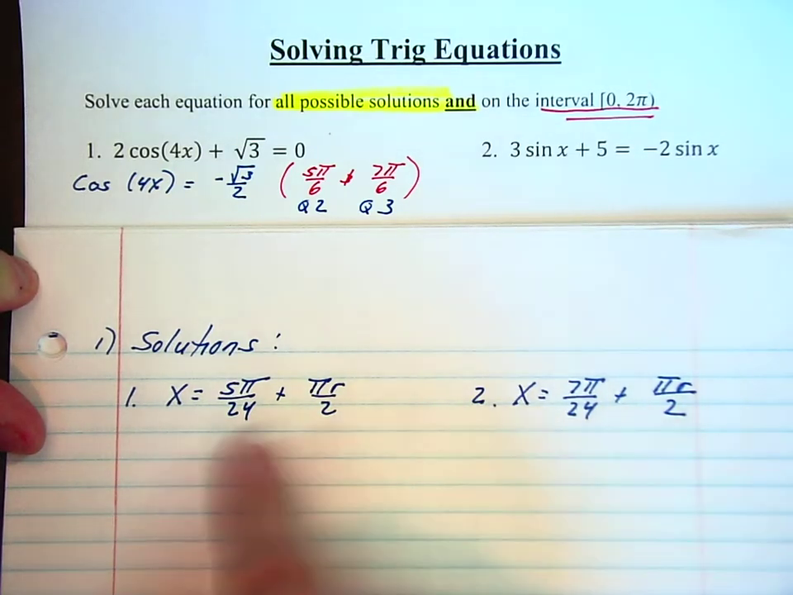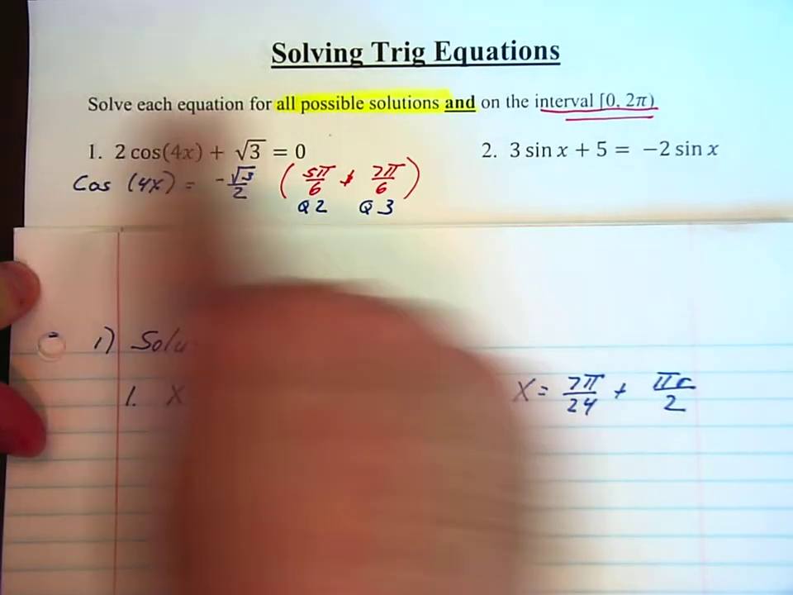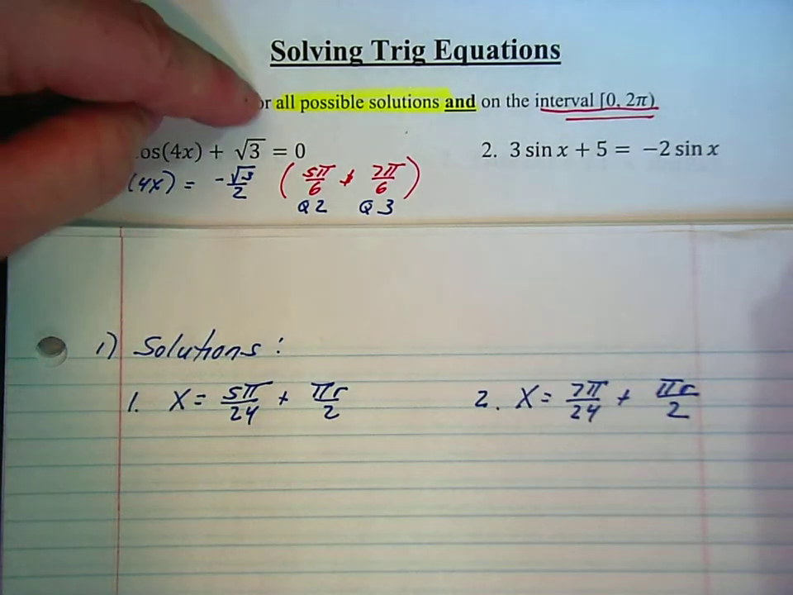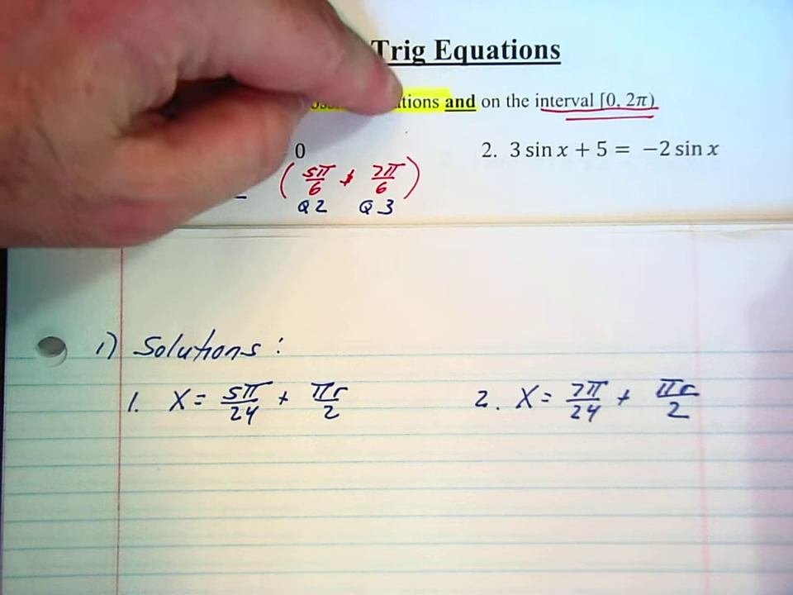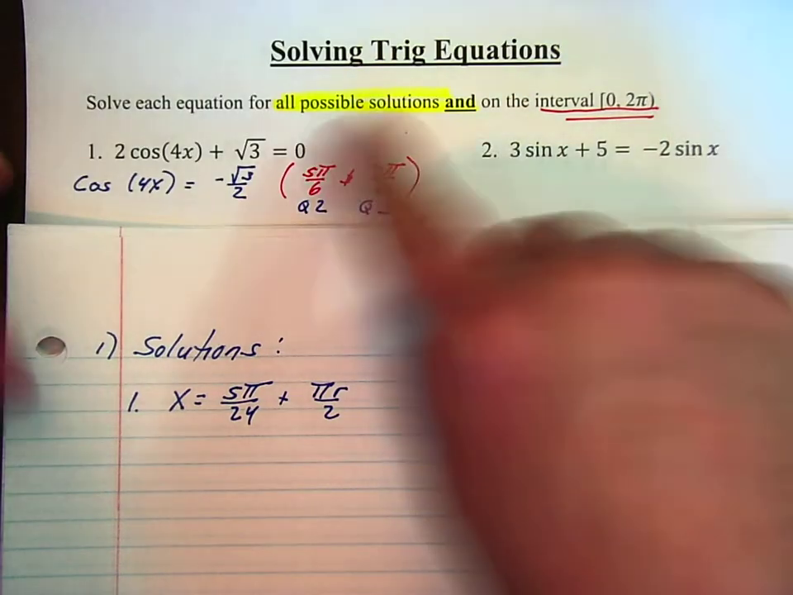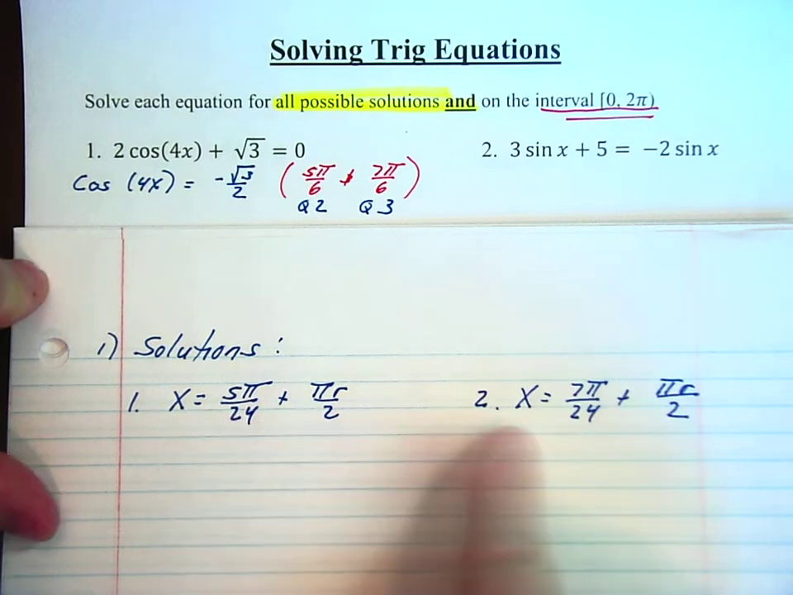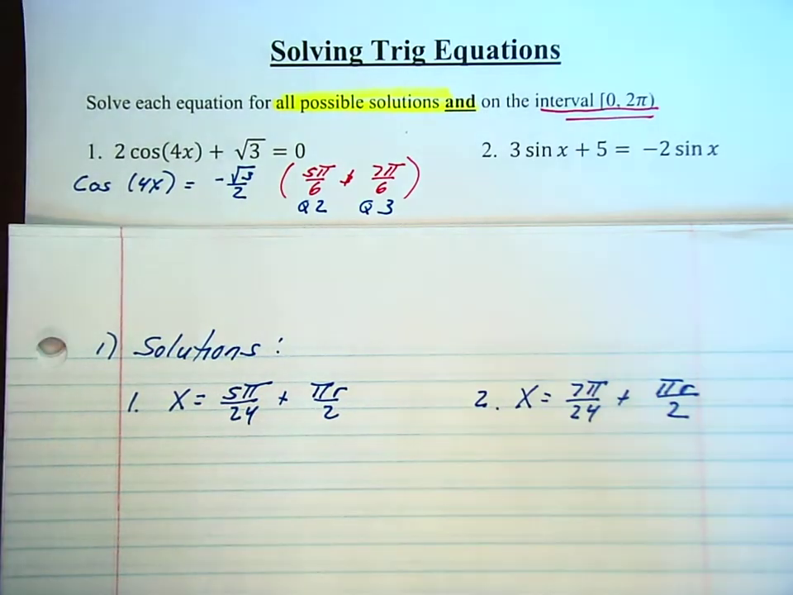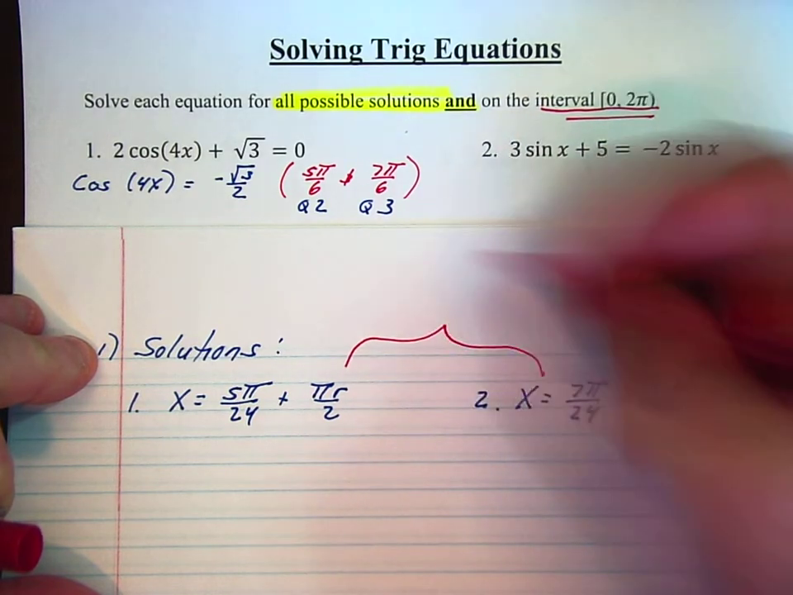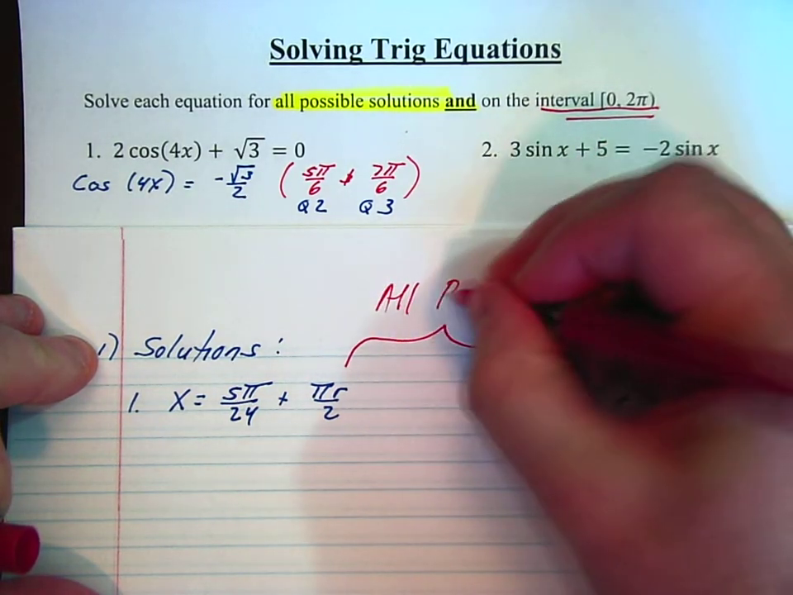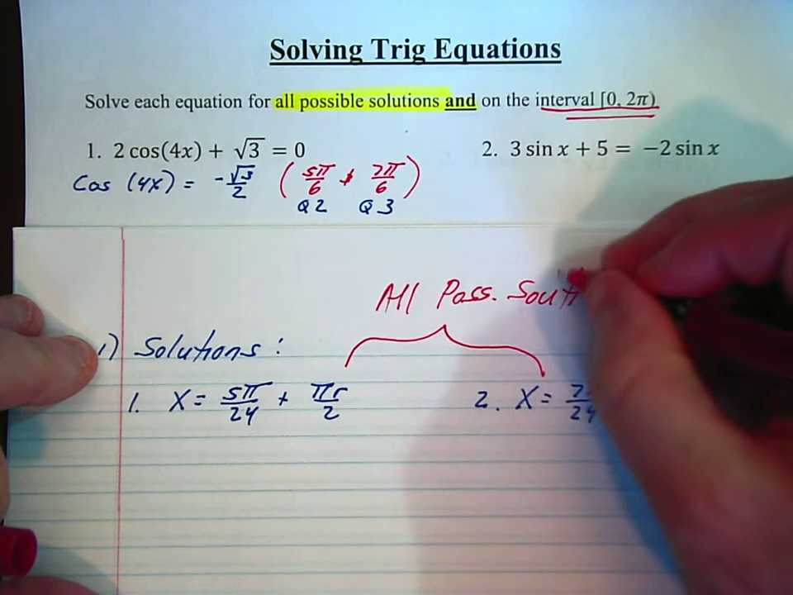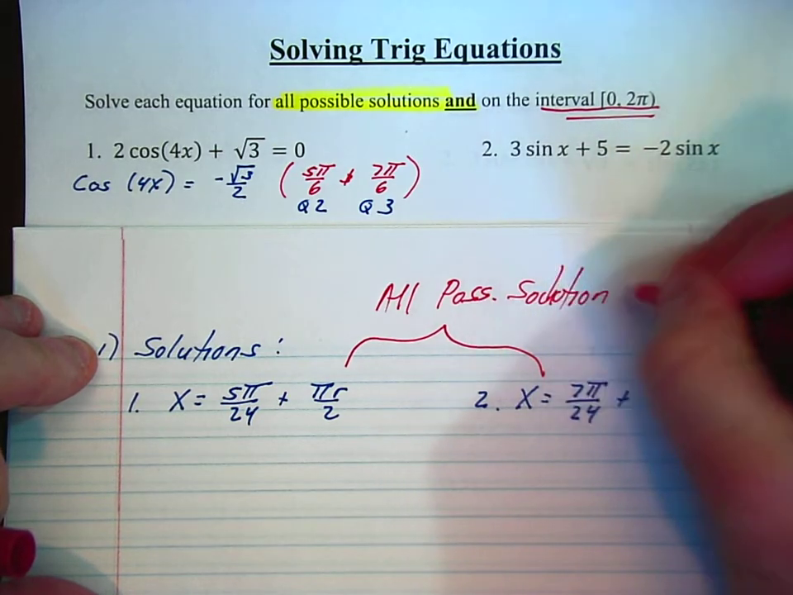What these represent, we've never really talked about the directions up here. What I told you guys in the directions to do is solve each equation for all possible solutions and on the interval of 0 to 2 pi. The all possible solutions, that's what these are. That's what you guys have already done. These two answers right here represent all possible solutions.